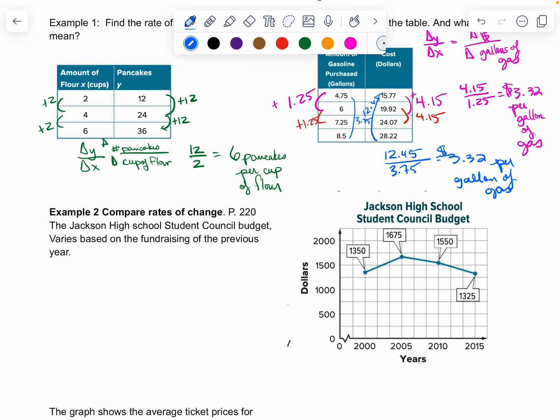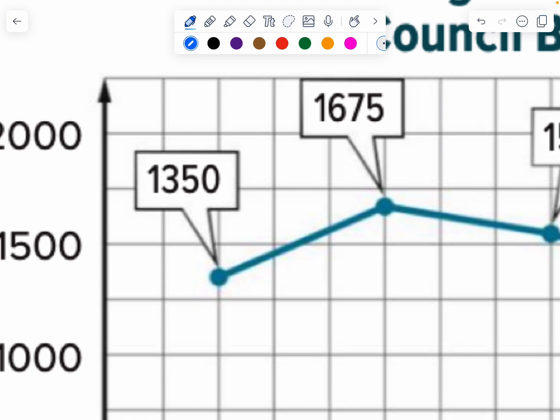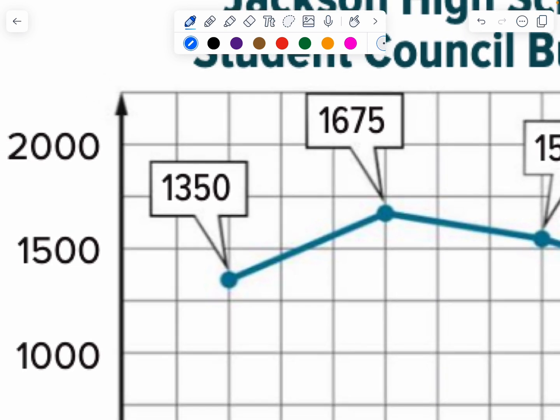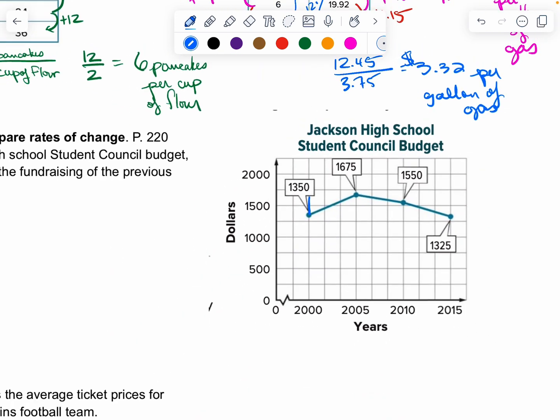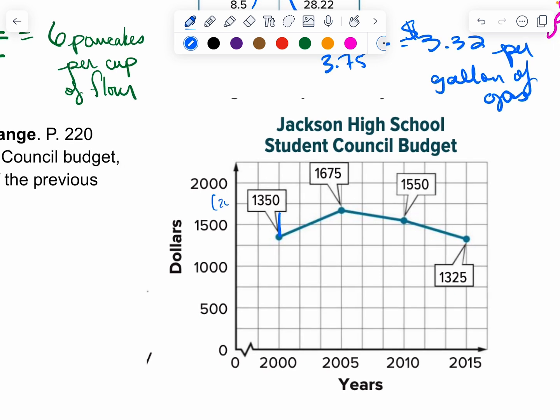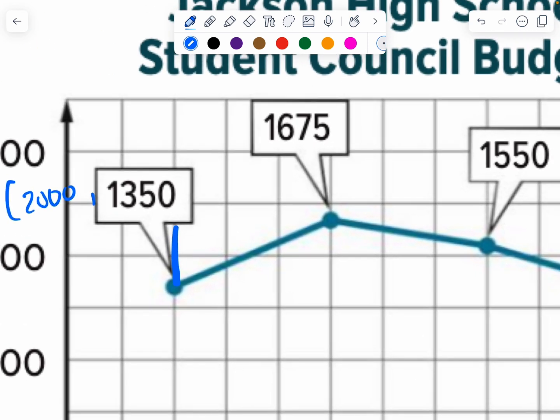So we're going to compare the rates. So here we're talking about Jackson High School student canceled budget. Okay, so slope. Remember the change in y. So how far up did it go? Okay, it's telling you they should have done this better. This should have been the point 2000, comma that, but that's okay. So how far up did it go? Okay, so 1675, oops, helps if you put it in correctly into the calculator, minus 1350, you're going to get 325.